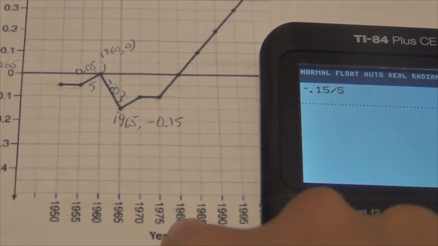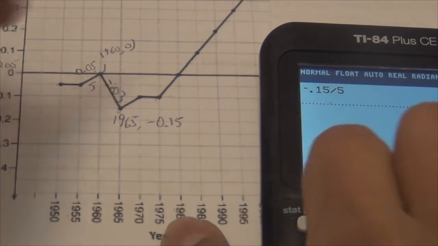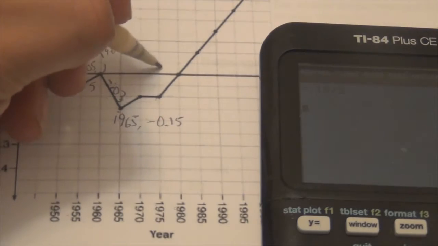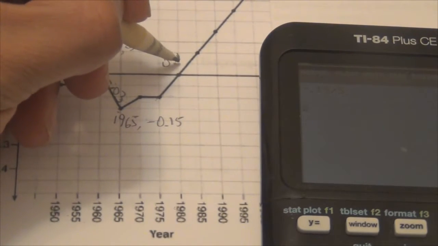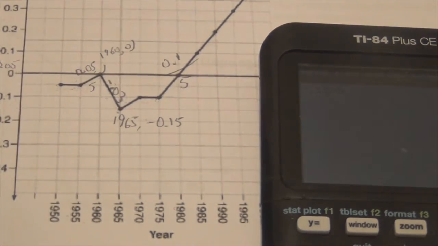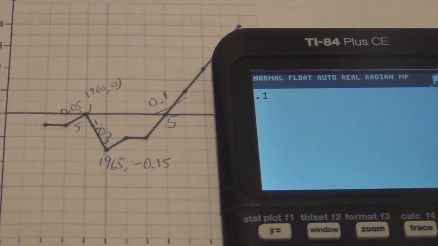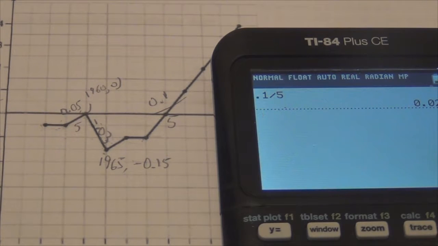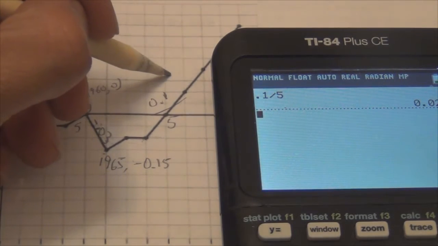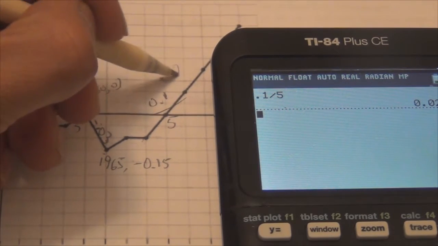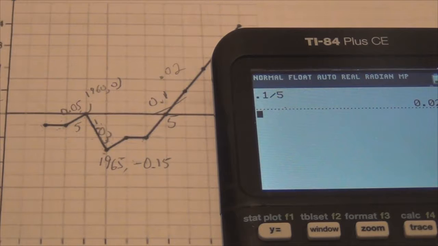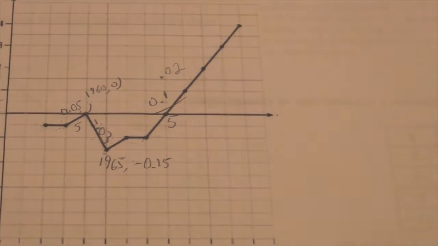So the change in Y is 0.1 and the change in X is 5. So that's what I'm going to do. 0.1 divided by 5. It increased by 0.02. The variation was 0.02 of a degree. All right, so now we can answer this question.